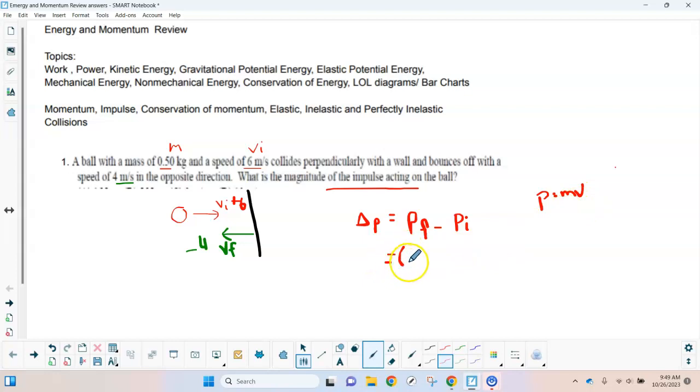So for the final, it would be 0.5, which is the mass. So that's what I'm putting in for mass here. And then the velocity final was -4. So 0.5 times -4. And then I'm going to subtract the initial, which was 0.5 times 6. And that was a +6 because it was going to the right. So half of -4 is -2. We're going to subtract off half of 6, which is 3. So the change in momentum of this ball in this collision is going to be a -5.